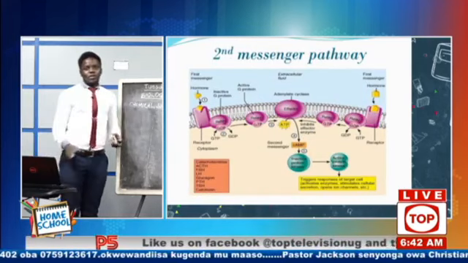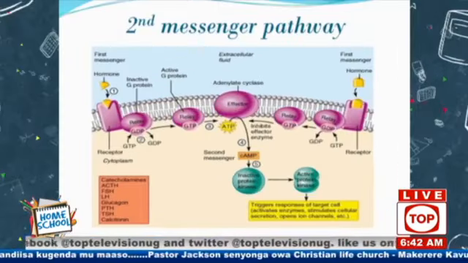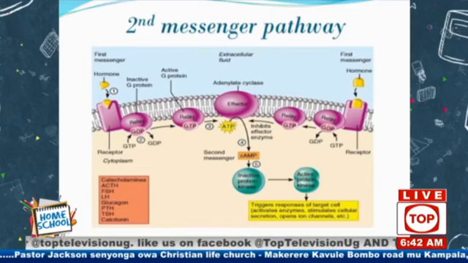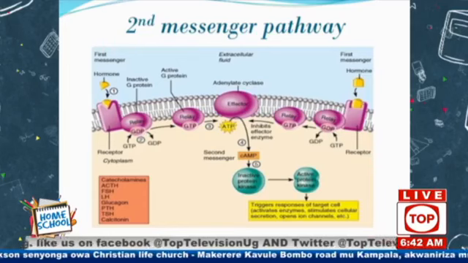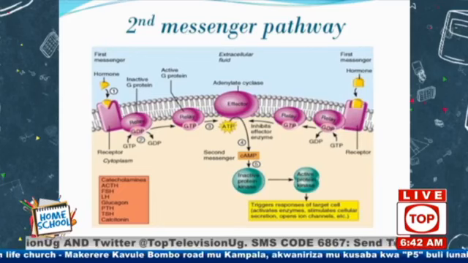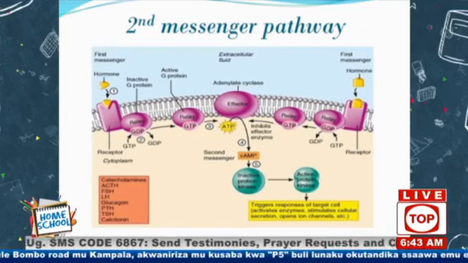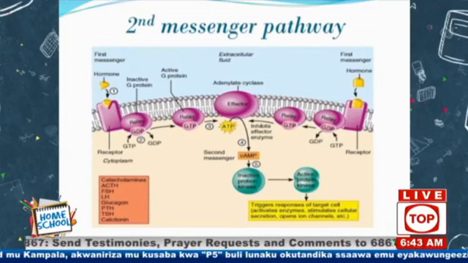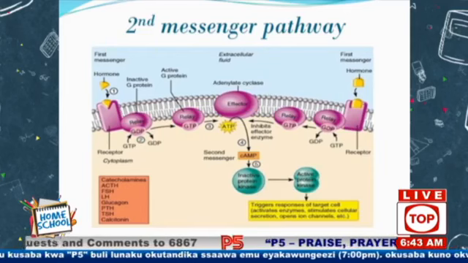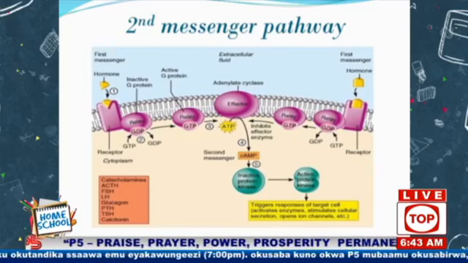So when you look at it from my right hand side, we have the first messenger, which is the hormone, approaching the receptor. When it approaches the receptor, it activates a protein, GDP is activated to become GTP, and this activates adenylyl cyclase. Adenylyl cyclase then catalyzes the conversion of ATP into cyclic AMP, which becomes the second messenger.